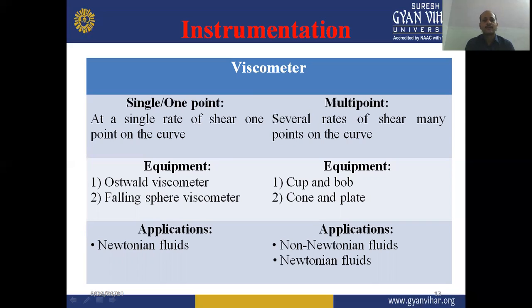The equipment for single point viscometers are the Ostwald viscometer and the falling sphere viscometer. Examples of multi-point viscometers, where several rates of shear at many points on the curve can be obtained, are the cup and bob viscometer and the cone and plate viscometer. The single point apparatus is used for measurement of viscosity of Newtonian liquids, and the multi-point viscometers are applicable for the measurement of viscosity of Newtonian as well as non-Newtonian fluids.